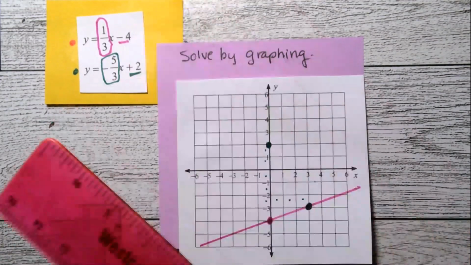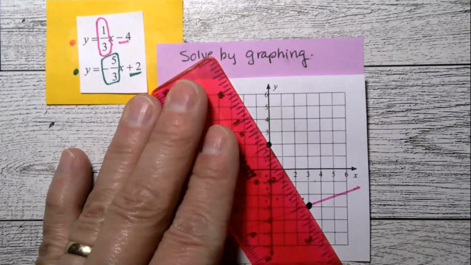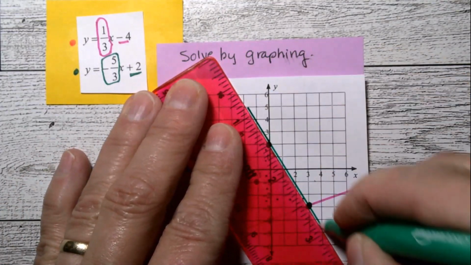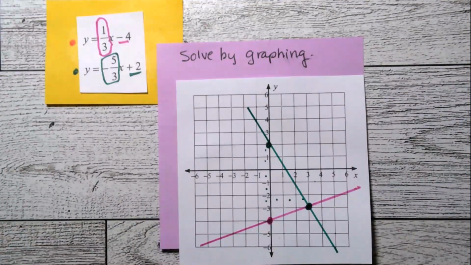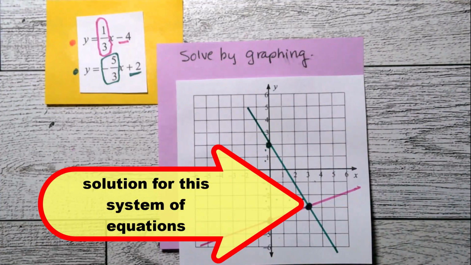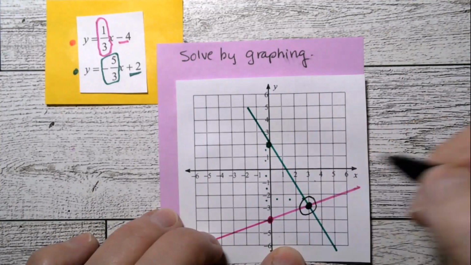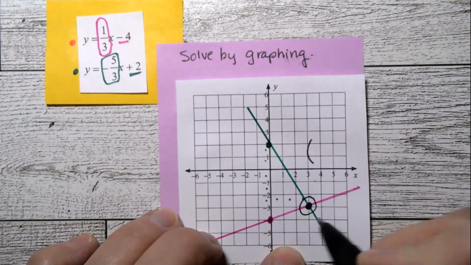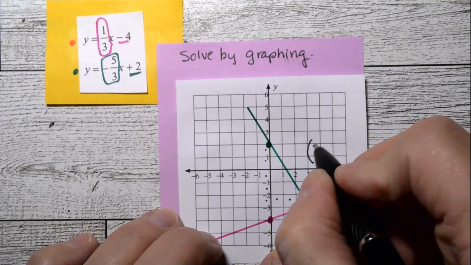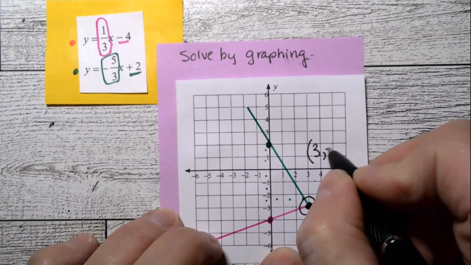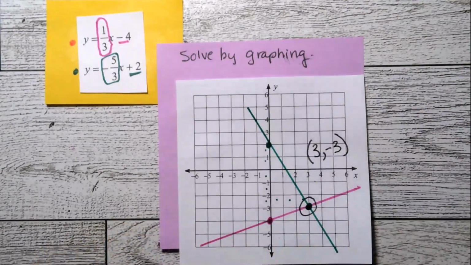Because that's really what we're looking for with these two lines, is we are looking for the intersection point. So where these two lines cross is a solution to this system, meaning that point, the x and the y value of that point, will work in both of these equations. And that point is 3, negative 3. So we have found the solution of the system by graphing.